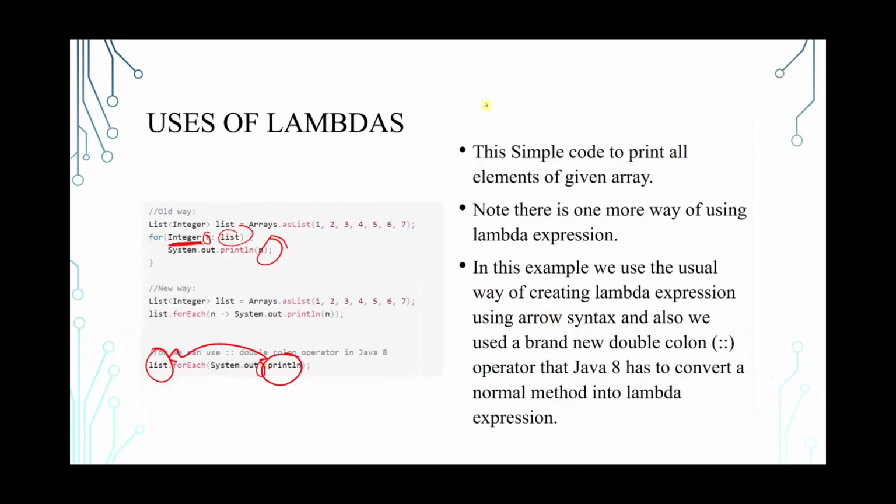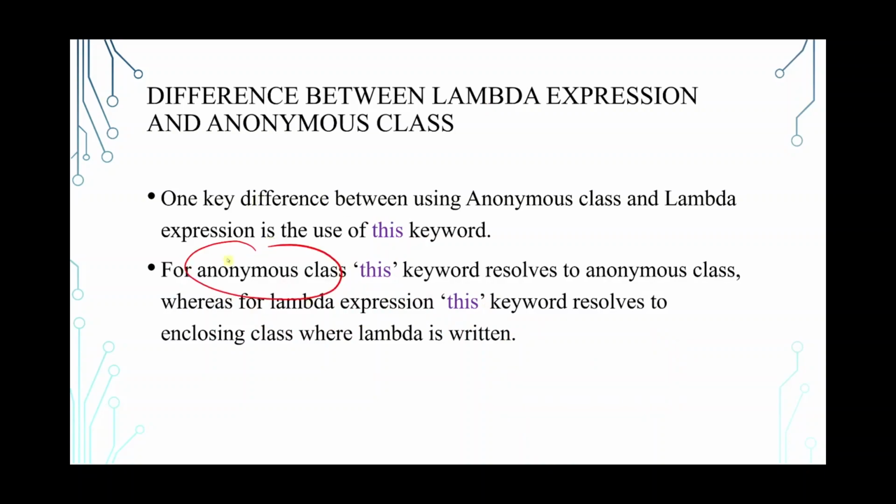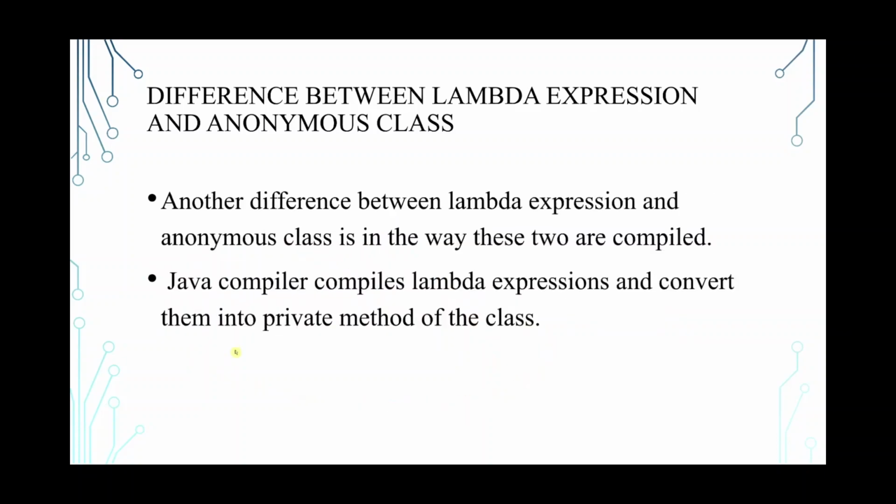However, in the anonymous class, in here, this refers to the anonymous class because it has to refer to a class. Since the anonymous class is a class, it refers to that. Since the lambda expression is not exactly a class, it has to refer to a class, so it refers to the enclosing class. Another key difference between the lambda expression and anonymous classes is the way they are compiled.